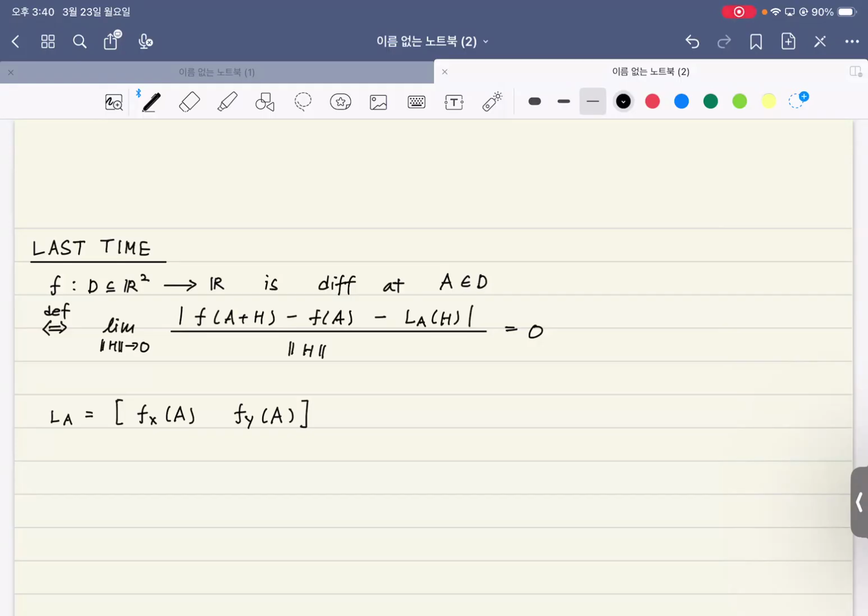So, this L_a turns out to be nothing but a linear function from R2 to R. This is the derivative. This function is actually approximating f of a plus h minus f of a.